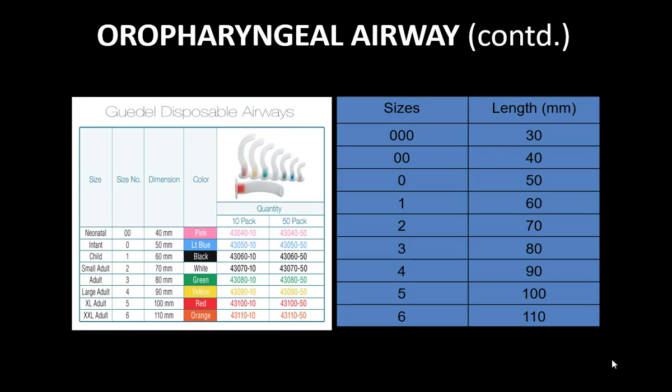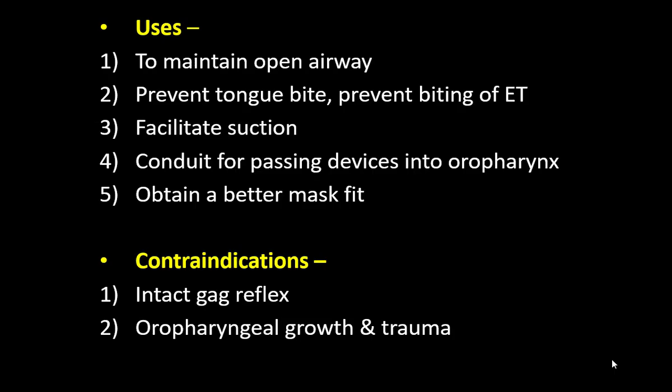They come in various sizes ranging from 000 to 6, and all are color coded. Uses are to maintain open airway, prevent tongue bite, prevent biting of endotracheal tube, facilitate suction, conduit for passing devices into oropharynx, obtain a better mask fit. And we cannot use it in patient with intact gag reflex and in patient with oropharyngeal growth and trauma.